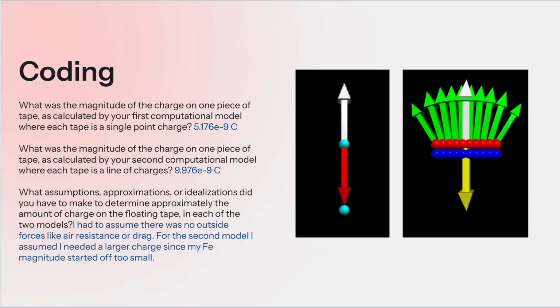For coding, we did two different computational models. The first model was using point charges to demonstrate the two pieces of tape and the forces that applied upon each other, and then the second model uses a line charge to represent the forces applied onto the two pieces of tape. We got different charge calculations for both of these, but this was due to the differences in the spread-outness of the charges.